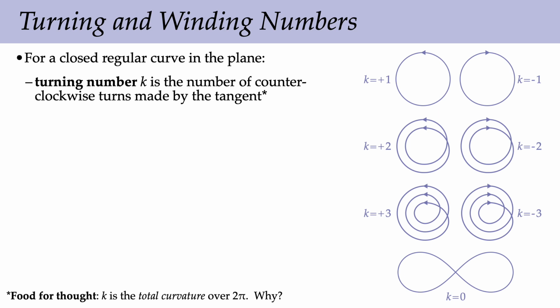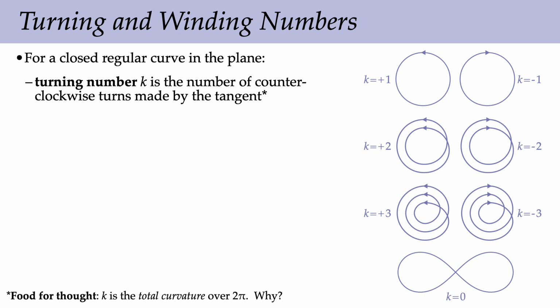Okay. Another thing to think about is I claim that the turning number k is the total curvature of the curve divided by 2 pi. In other words, if we integrate the curvature over the whole curve and then divide by 2 pi, we should get k. Why is that true? We've seen lots of different definitions of curvature. One of those definitions will make this fact very, very easy to establish. So, good thing to think about.